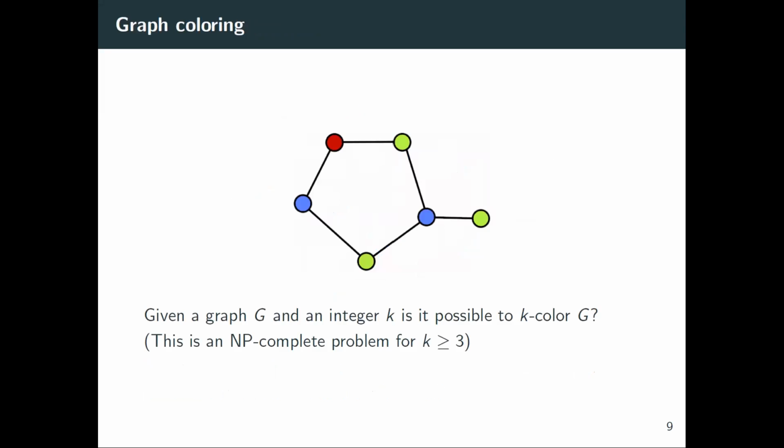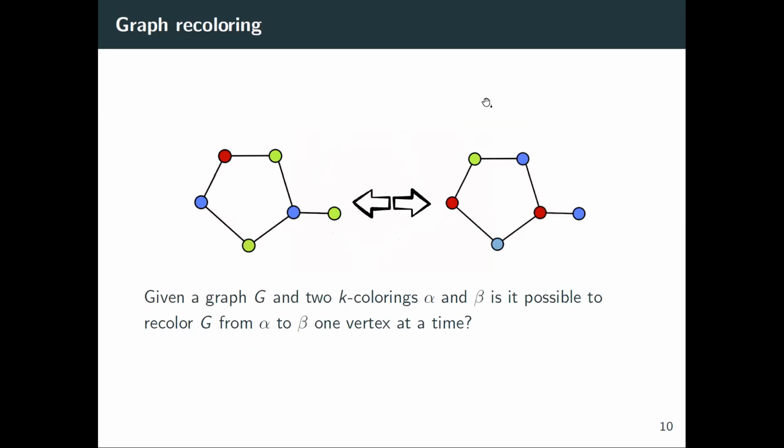Graph coloring. We all know it, we all love it. You're given a graph and some integer k, and you are asked whether you can properly k-color the graph G. And we know again that this is NP-complete for k greater than or equal to 3. How do you transform that into a reconfiguration problem? Well, now you're given a graph, you're given two colorings of the graph, alpha and beta. And the question is, can you recolor alpha to get to beta? But you need to recolor one vertex at a time, and you need to remain a proper k-coloring throughout.